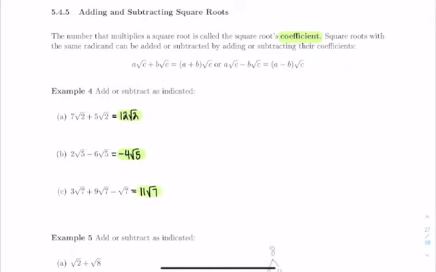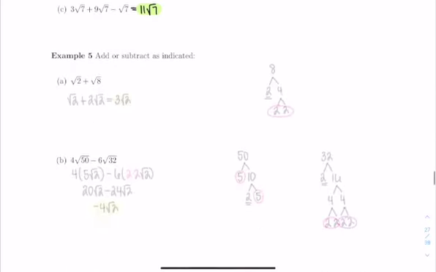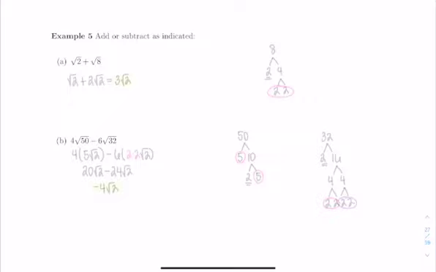Now what if the radicals don't look the same? Well, we want to see if we can simplify them so that we can add or subtract them together. So the square root of 2 is already simplified, but we can simplify 8. Eight is 2 and 4, and 4 is 2 and 2. So we can pull out a 2, and we have a 2 left over. So rewriting, we have the square root of 2 plus 2 root 2. And so when I add 1 plus 2 together, I end up with 3 square root of 2.